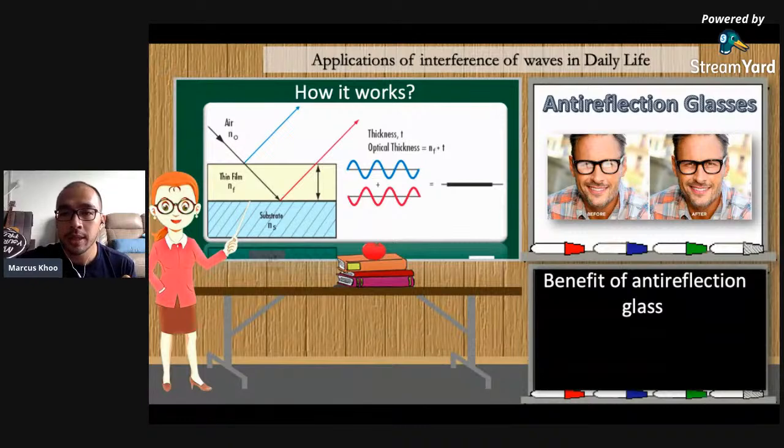Okay, the next one is these anti-reflection glasses. Those of you who wear specs like me, this is kind of like, wow, latest technology. Anti-reflection means you cannot see your reflection on the mirror.